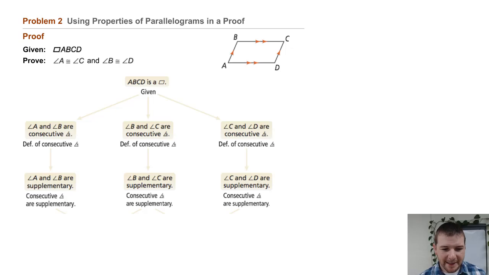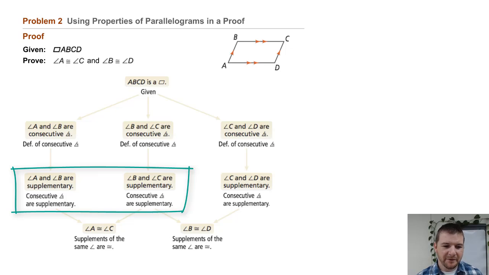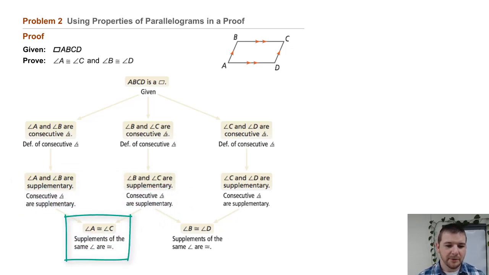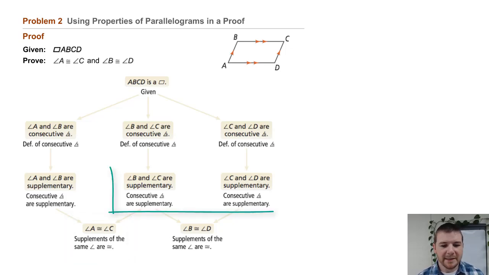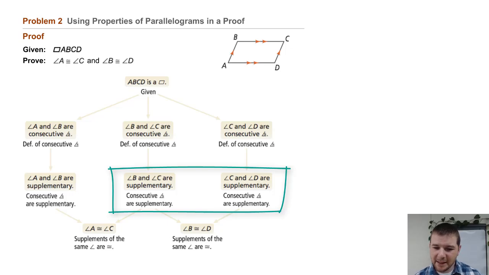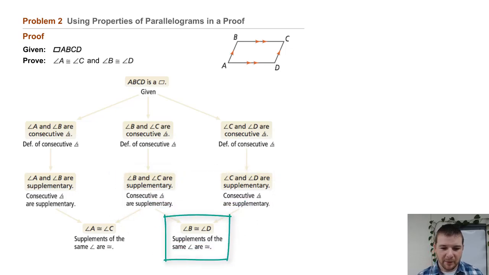All of those things combined can contribute to what it was that we were trying to prove. On the left-hand side, the fact that angle A and angle B are supplementary and that angle B and angle C are supplementary lead us to the statement that angle A is congruent to angle C because they're supplements of the same angle, and as we know, supplements of the same angle are congruent. A similar argument is made on the right-hand side, knowing that B and C are supplementary and that C and D are supplementary leads us to angle B is congruent to angle D because supplements of the same angle are congruent.